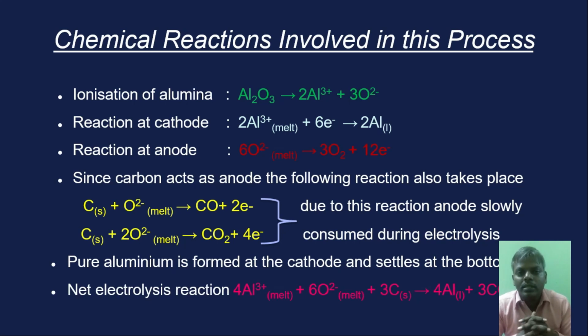The net electrolysis reaction in this process is: 4Al3+ present in the molten solution combines with 6O2- present in the molten solution and 3 carbon solid, and becomes 4Al liquid and 3 carbon dioxide gas. This is the net reaction taking place in the Hall-Héroult process.